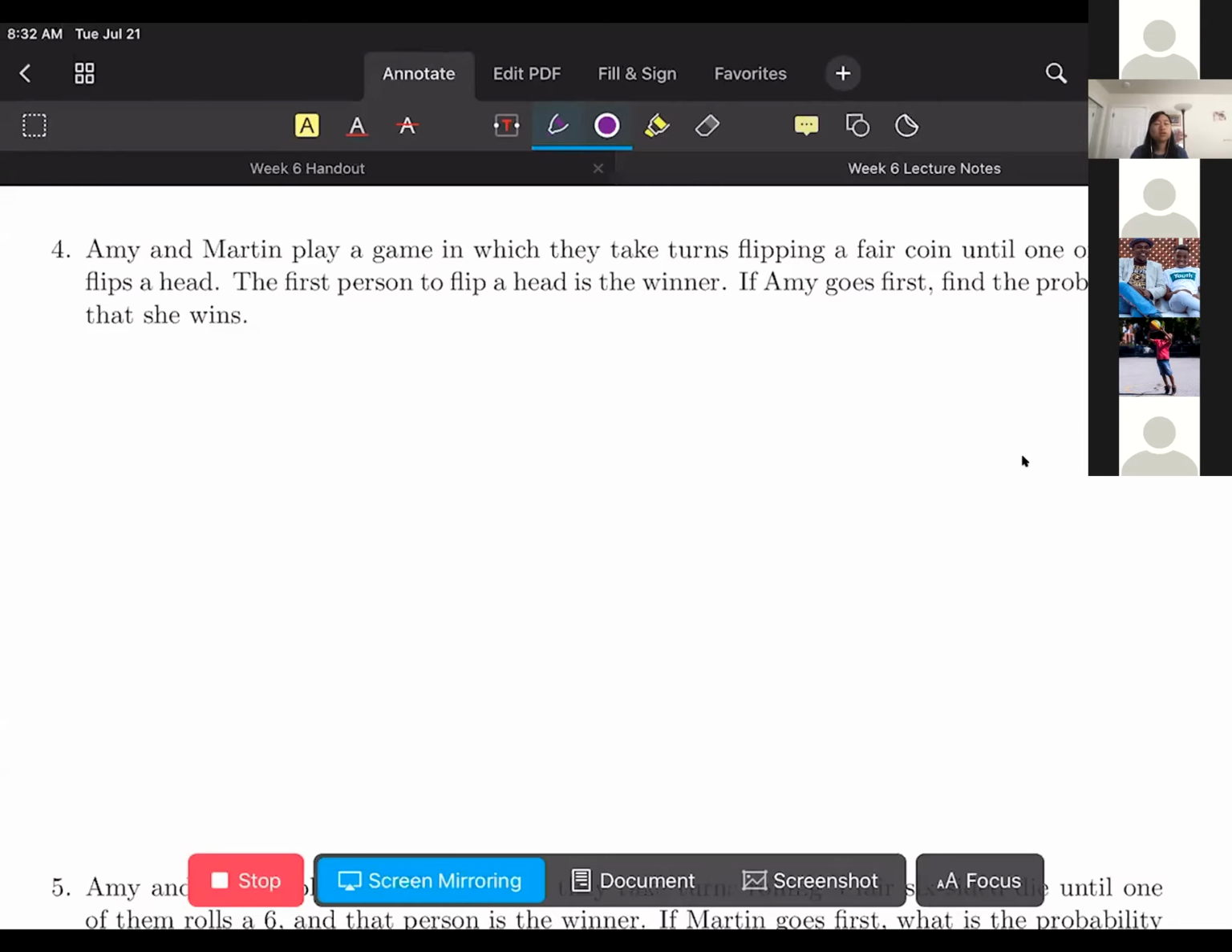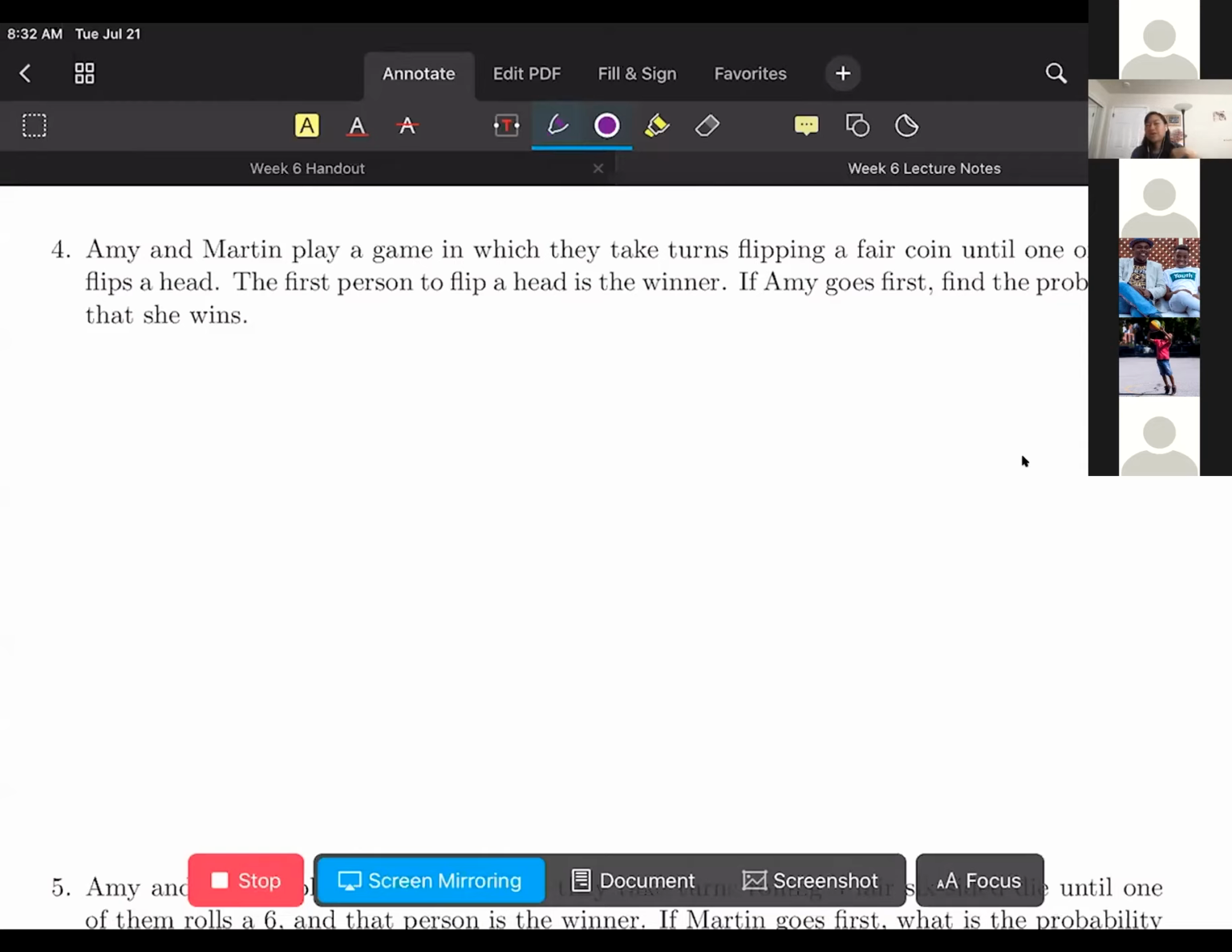That's close, I think. But here the difference is that they're not flipping at the same time. So basically Amy will flip first, and then if she flips ahead, then she wins. If she doesn't flip ahead, then Martin goes next, and then he has to flip a coin. If he flips ahead, then he wins. But if he doesn't, then Amy gets another chance.